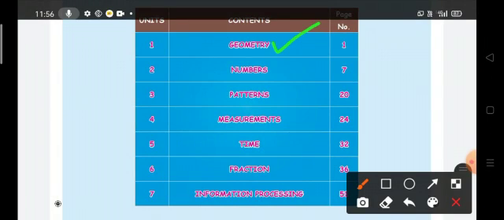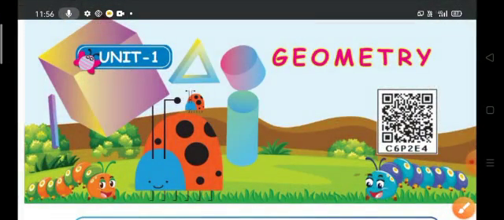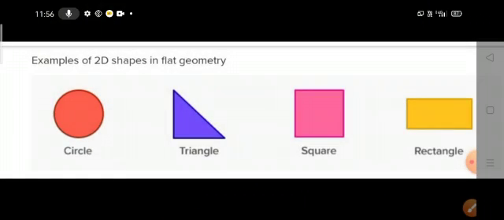Unit 1, Geometry. Students, we have already seen geometry in term 1 of this lesson. Geometry is a branch of mathematics that studies the sizes, shapes, position, angles and dimensions of things. Flat shapes like squares, circles and triangles are part of flat geometry and are called 2D shapes. These shapes have only two dimensions, the length and the width. Examples of 2D shapes in flat geometry: circle, triangle, square and rectangle.